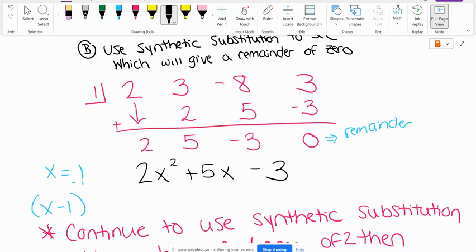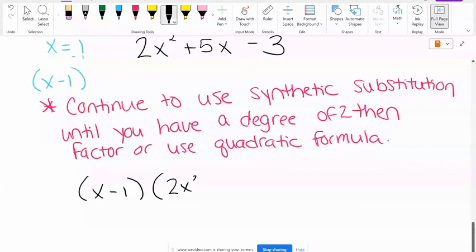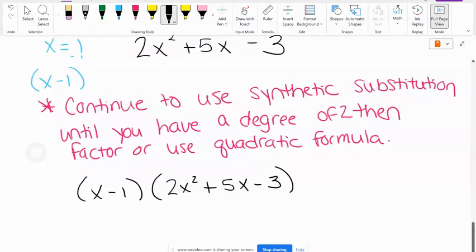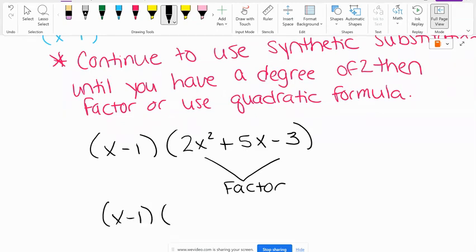So let's go. So I know one factor is x minus 1. And then we have 2x squared plus 5x minus 3. We're going to factor this. So we have x minus 1. And then if we factor this, we are going to get 2x minus 1 and x minus 3. Nope, plus 3. There we go.